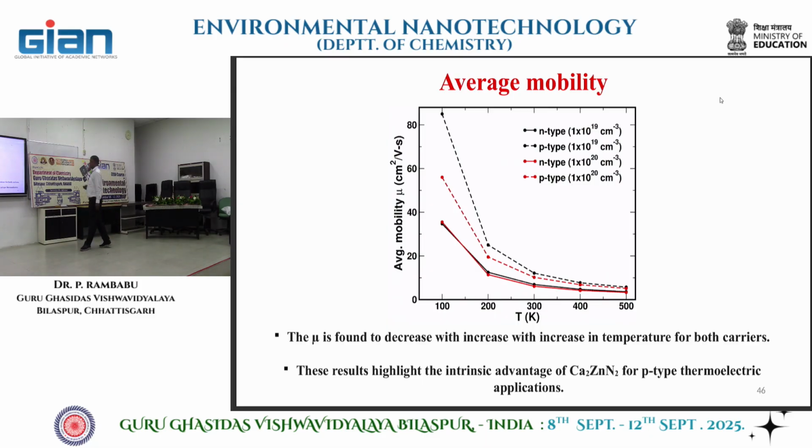So what we have done, we tried to calculate the mobility also for p-type and n-type for different doping concentrations. We can see that the mobility is higher for hole doping, indicating the p-type nature of the compound. It is p-type, because for p-type the mobility is more.